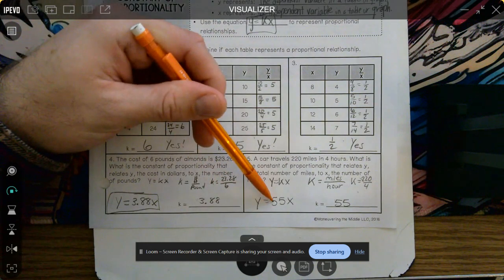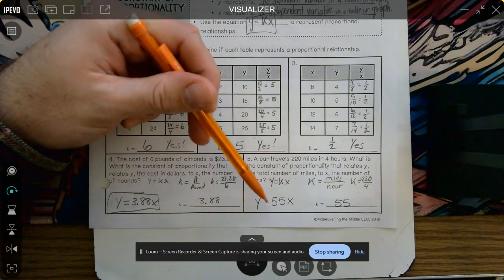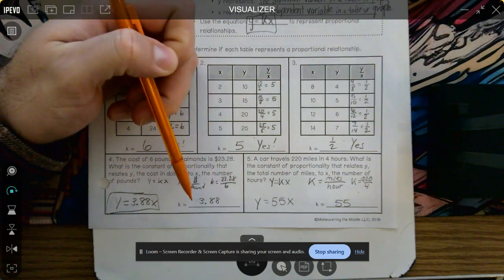So I can write an equation. y equals 55x would be our constant of proportionality equation.